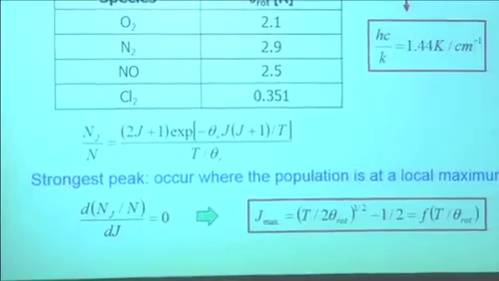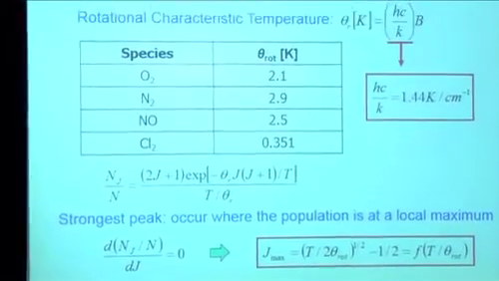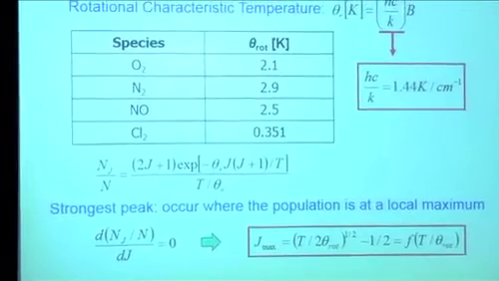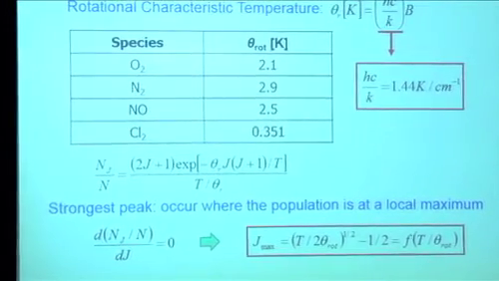Okay, you could ask, since we're now saying that the absorption spectrum or the emission spectrum looks like, well, the absorption spectrum would look like the population in the lower state. The emission spectrum would look like the population in the upper state.